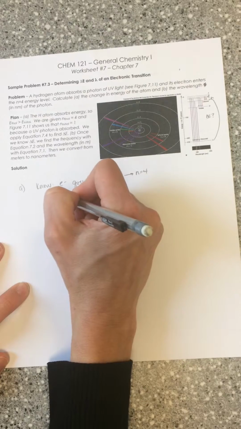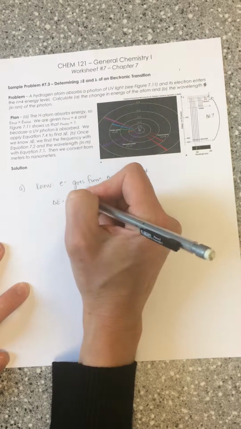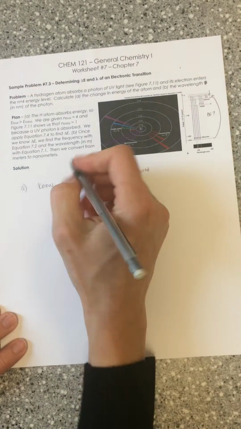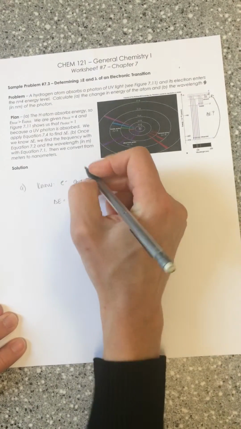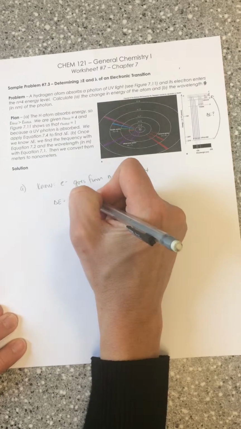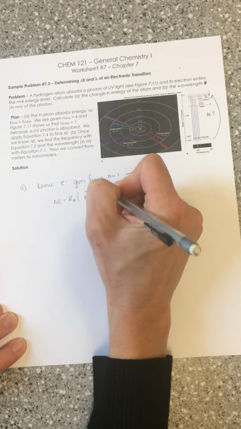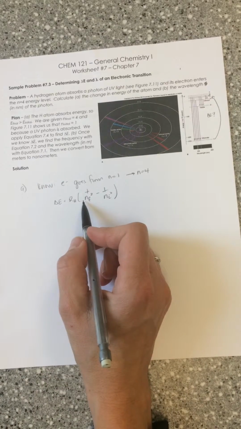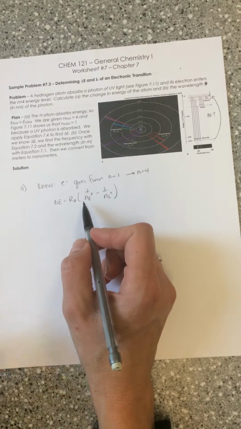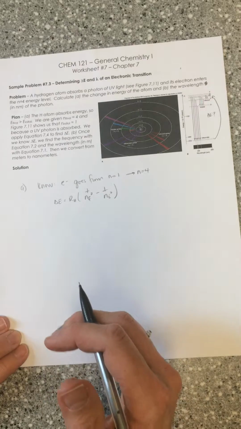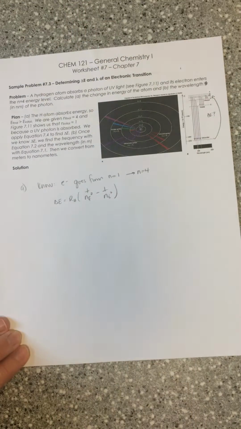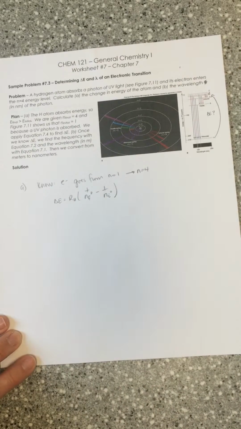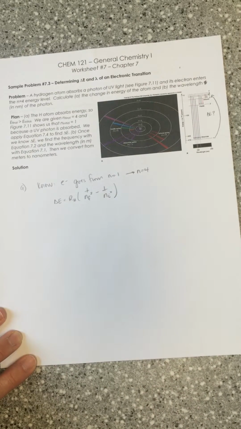So delta E equals R_H, the Rydberg constant for the hydrogen atom, times 1 over the final energy level minus the initial energy level. And you'll notice that this is going to end up being a positive or a negative value depending on whether we're putting energy in to jump up, in which case delta E will be positive, or if our electron is jumping down, delta E will be negative because that's energy that's given off.